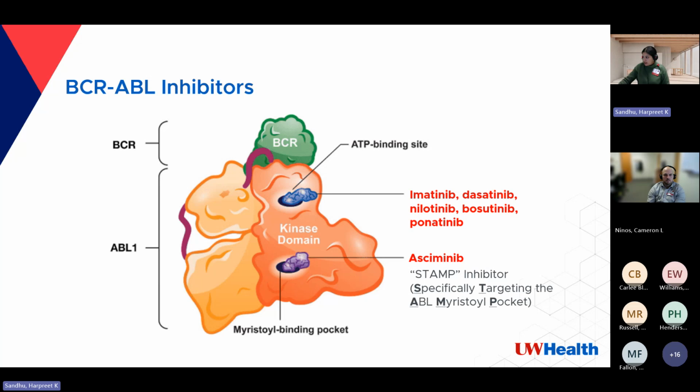I want to call out the mechanistic difference between our more traditional TKIs and the newer CML TKI, asciminib. So imatinib, dasatinib, nilotinib, bosutinib, and ponatinib are all ATP competitive TKIs, and so they'll bind to the ATP binding site, leading to competitive inhibition of BCR-ABL, whereas asciminib binds to the myristoyl pocket of BCR-ABL to cause allosteric inhibition of the protein. Asciminib is also known as a STAMP inhibitor, which stands for specifically targeting the ABL myristoyl pocket, and this one is a first-in-class STAMP inhibitor.